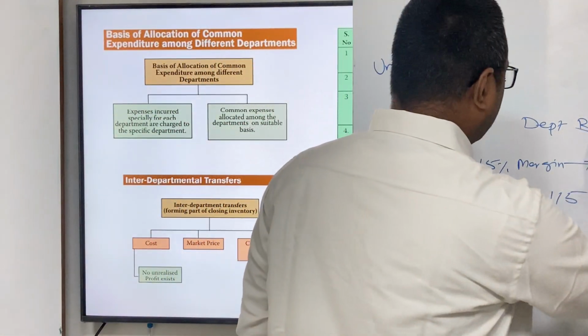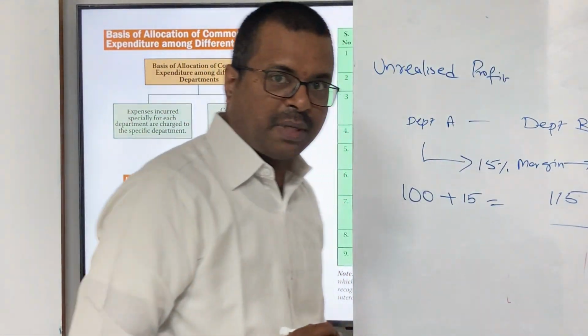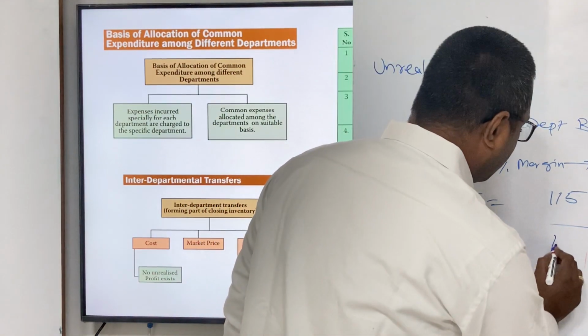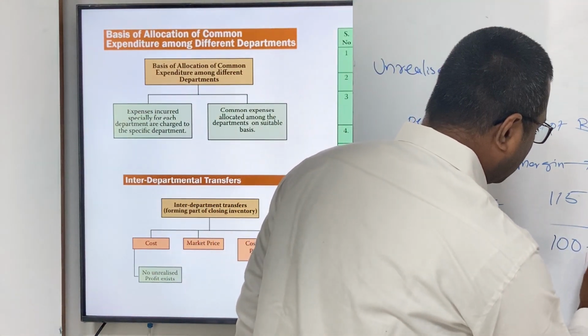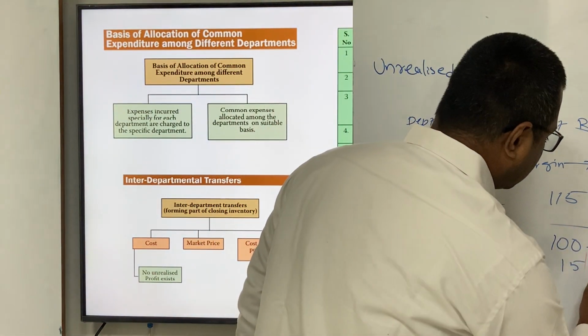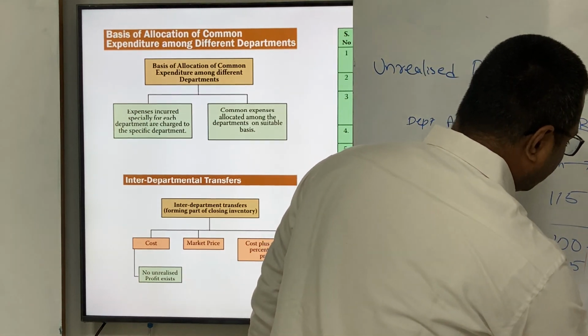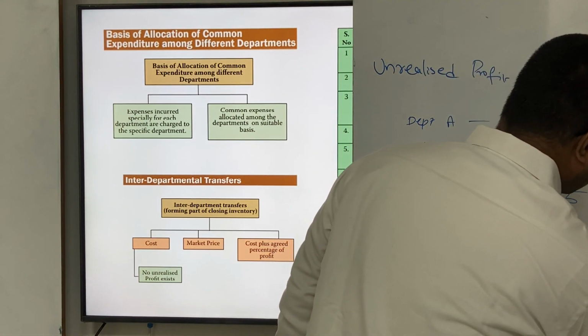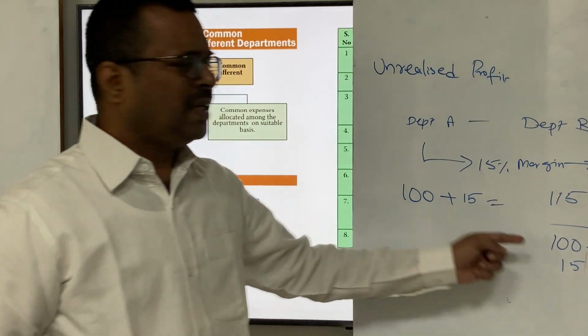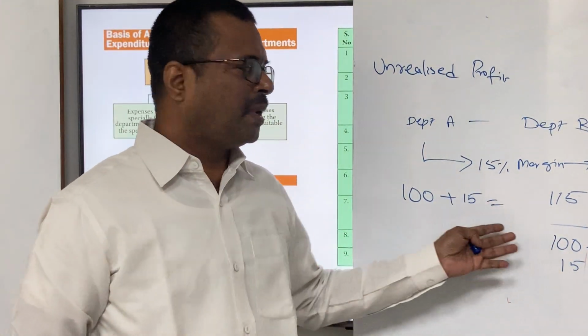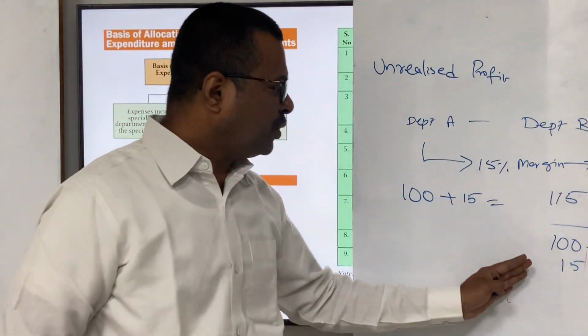Now, at the time of recording the purchase by department B, it should carefully record 100 rupees at cost and 15 rupees as stock reserve. This is called stock reserve. Because it is inter-department, they know what is the markup in this material. So they should record it.